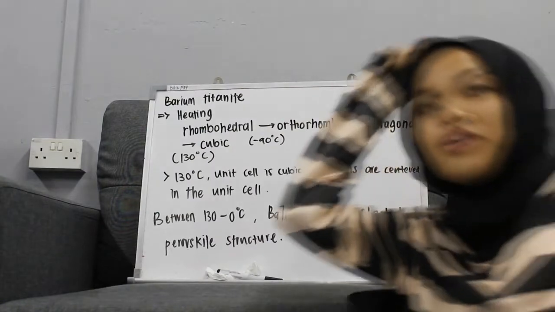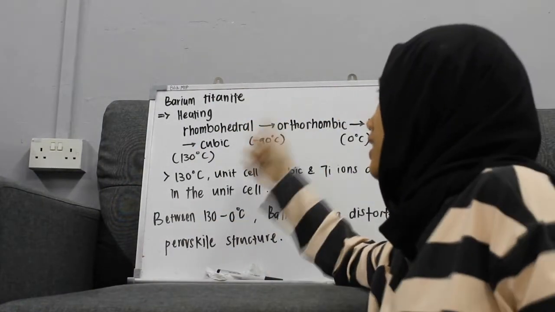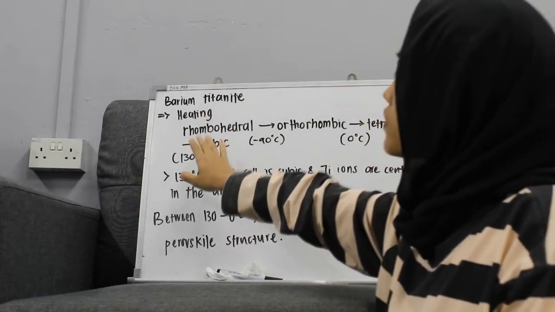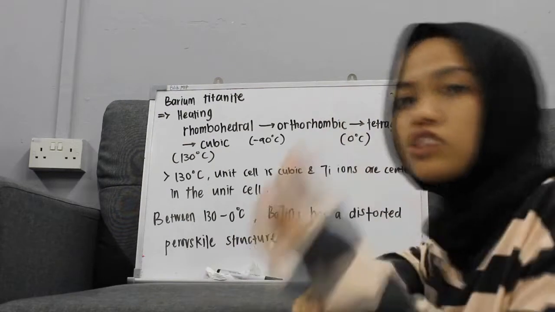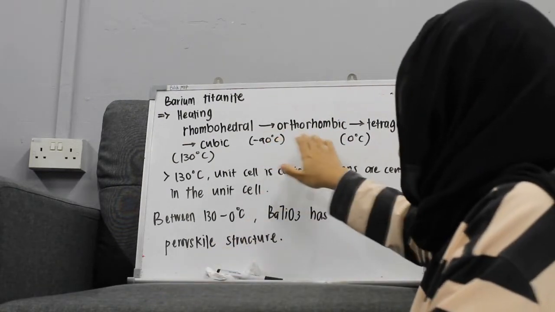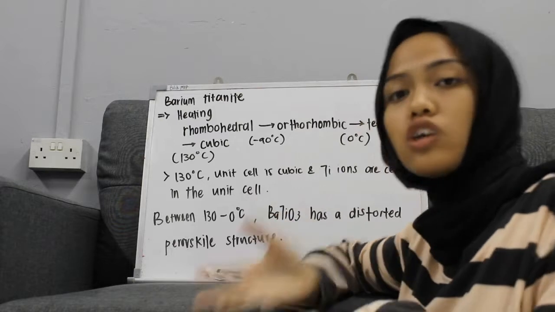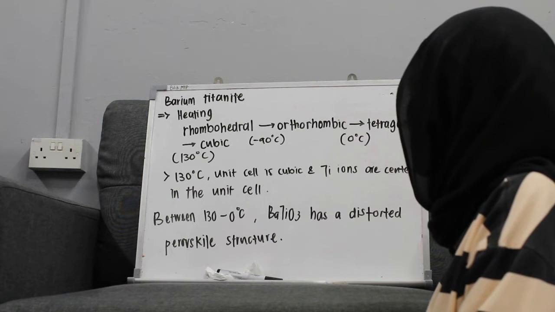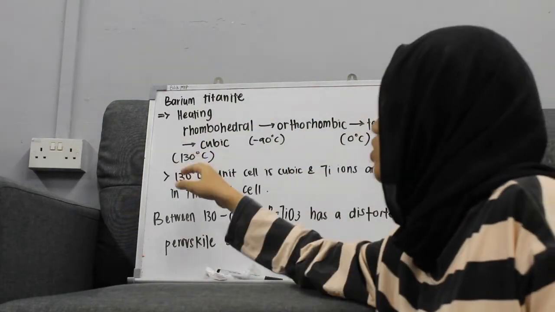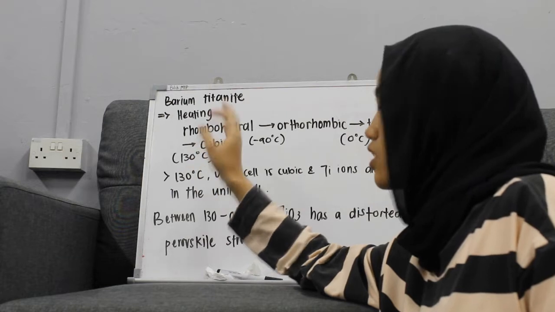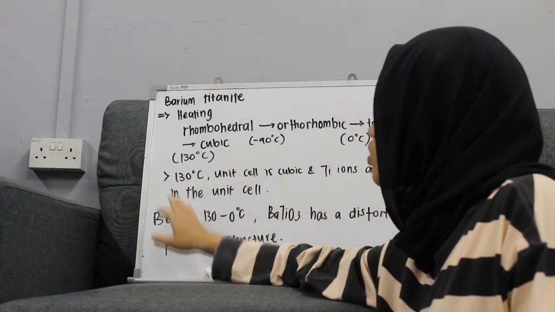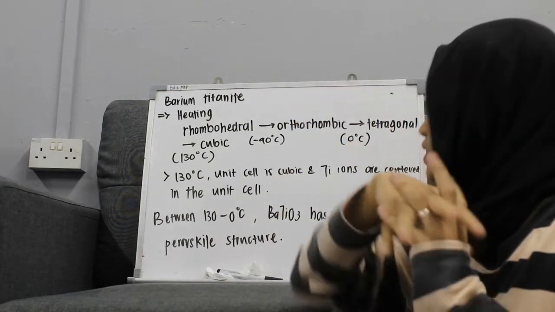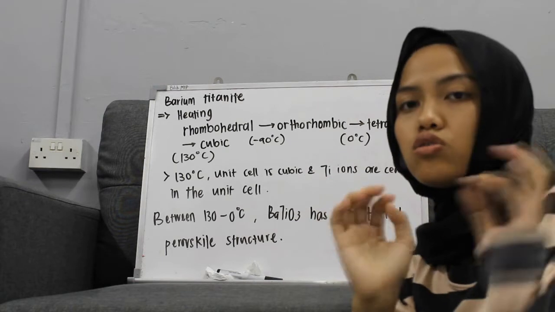Next is barium titanate. When it undergoes a heating process, it will form a rhombohedral structure, and after that it will form an orthorhombic structure, and when it reaches 0 Celsius, it will form tetragonal. From 0 Celsius until it reaches 130 Celsius, it will form the cubic. So after more than 130 Celsius, the unit cell is cubic, and titanium ions are centered in the unit cell.